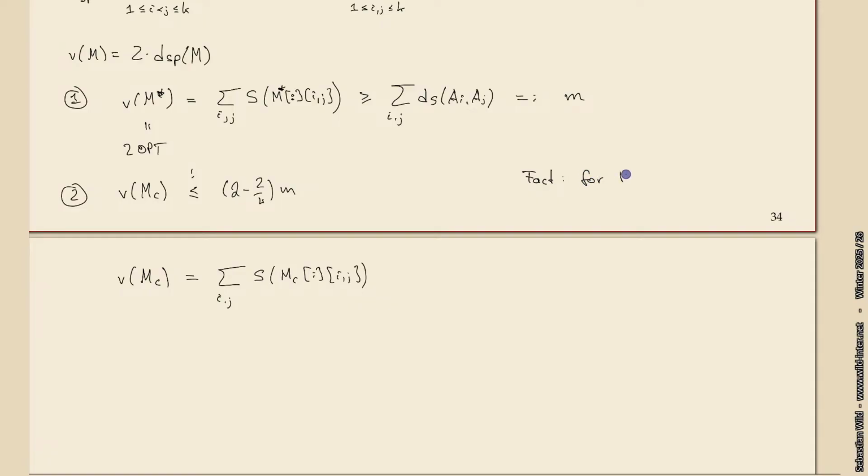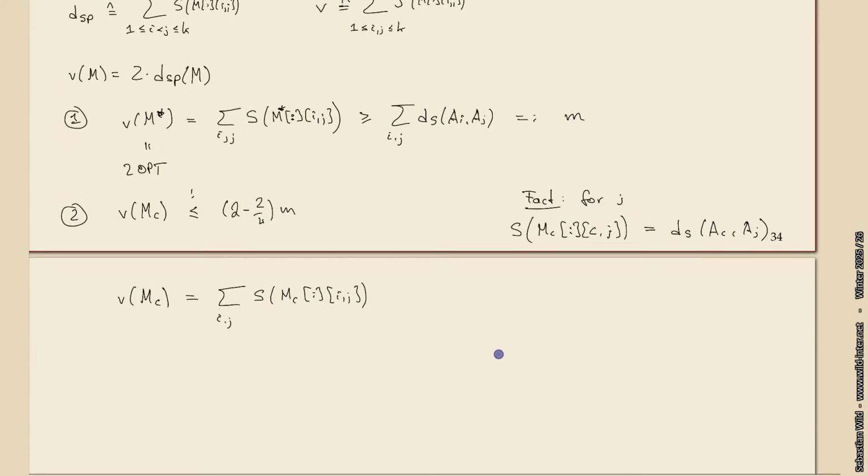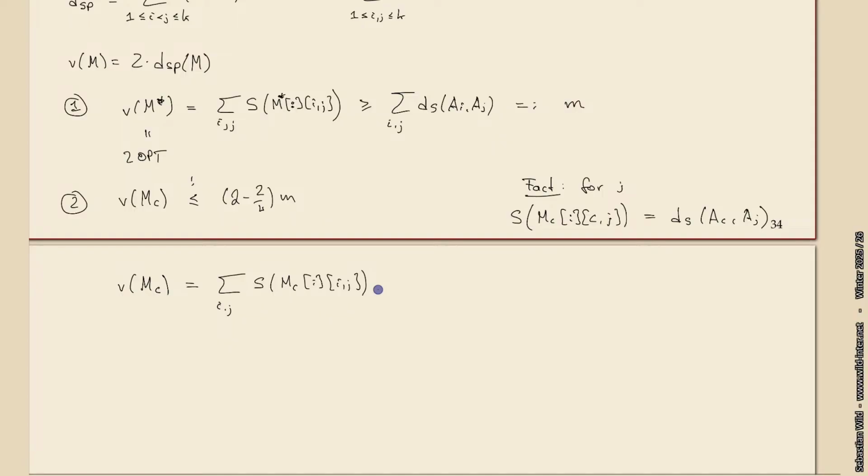For all I, the score, if I take in my center star alignment a column C and this J, the score of that thing is the actual best possible sequence alignment of the center sequence and AJ. Okay? That's that. Now, the second thing is our distance is a metric. And that also means it's a metric on these pairwise alignments.